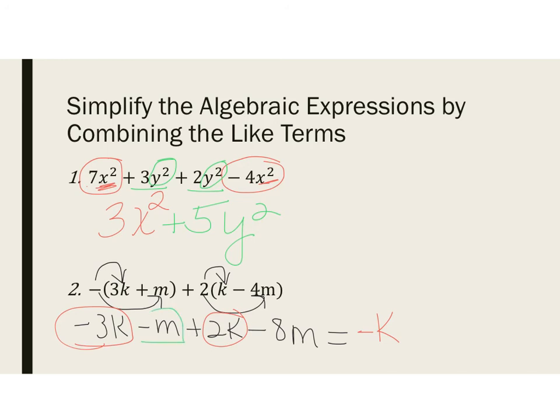Finally, I have a term with an m, and I have a term with an m here. The m's are what make them the same. What makes them the same stays the same. So I rewrite my m and I do the math with the numbers in front. -m means -1m, minus 8 gives me -9m. So, let me write this a little bit better here. This is what our answer looks like: -k minus 9m.